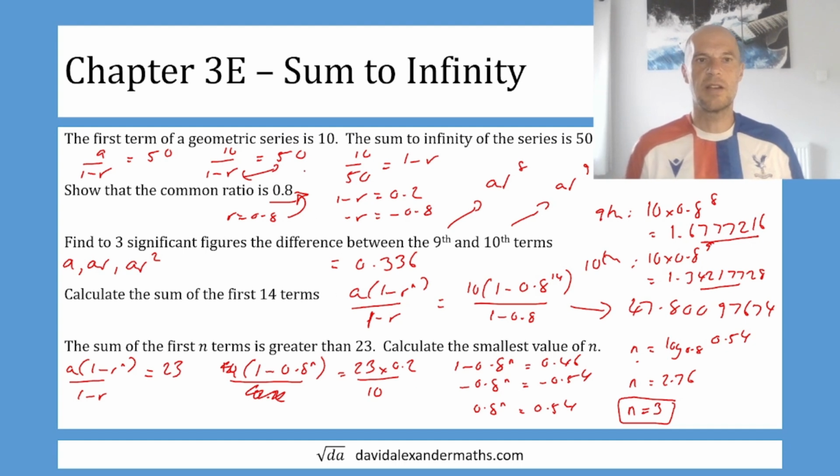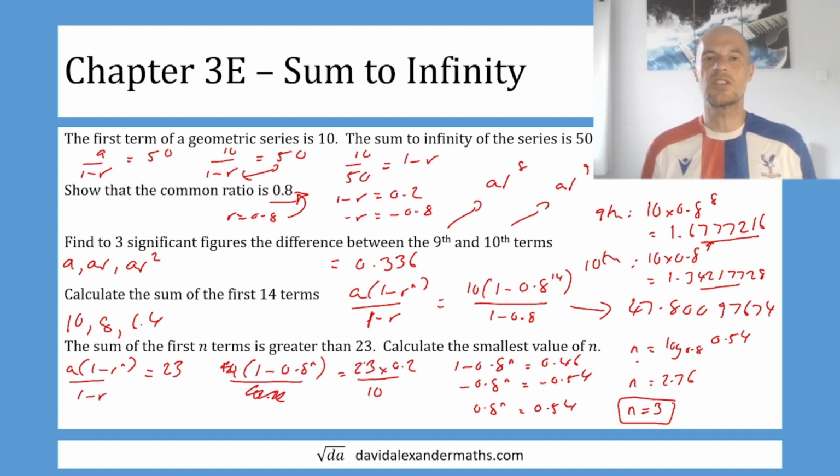And we can check this out. The first term is 10. So the second term is 10 multiplied by 0.8. So 10 times 0.8 is 8. 8 times 0.8 is 6.4. Okay, so if I add the first two terms together, I get 18. That's not greater than 23. And 18 plus 6.4 is 24.4. So we can see that it's 3 terms. It's the sum of the first 3 terms that gives me this total, which is greater than 23.